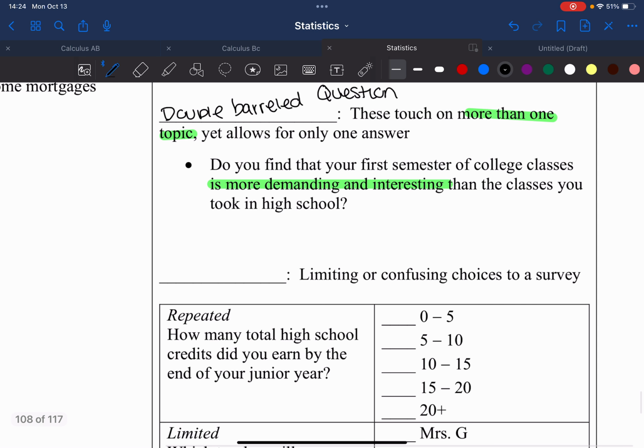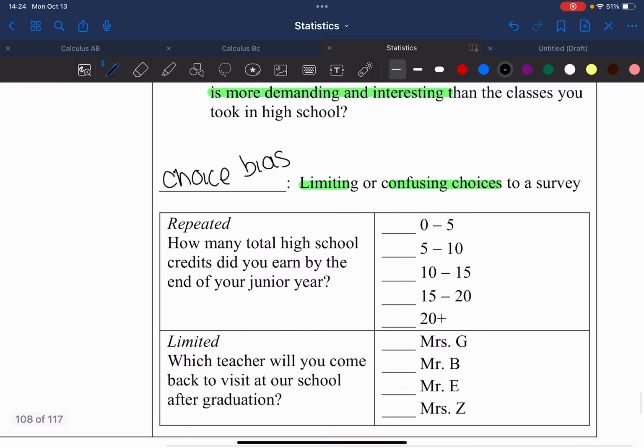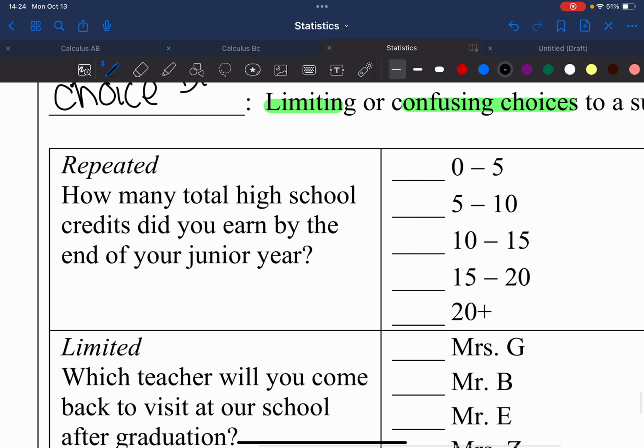And then the last one is choice bias. Okay, so it's either when you limit your answer choices, or you give confusing answer choices. The first example says, how many total high school credits did you earn by the end of your junior year? Well, let's say you earned 15. Am I going to put it here? This says 10 to 15. Or am I going to put it here? This says 15 to 20. This is confusing. Okay, that'd be a confusing answer choice.